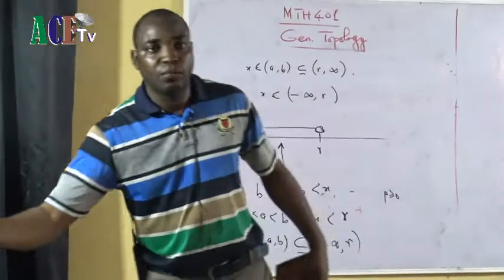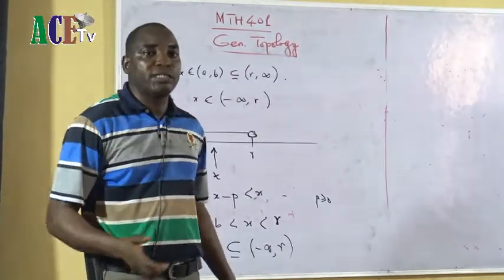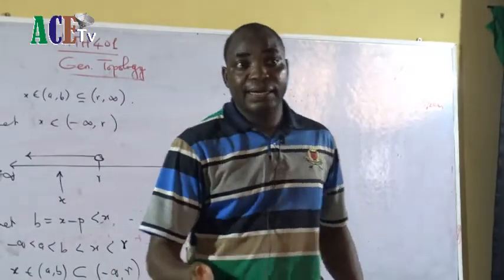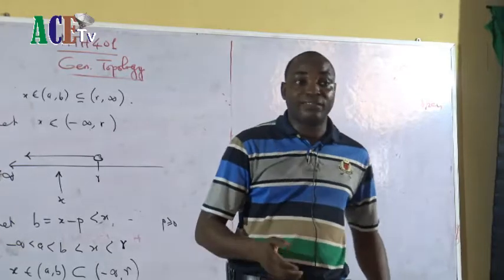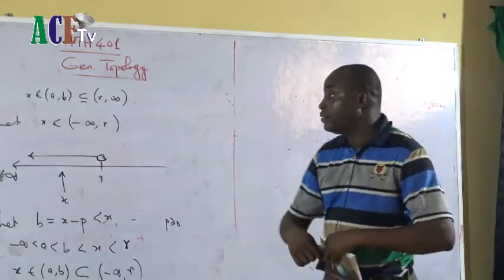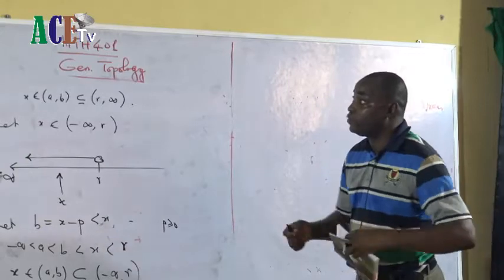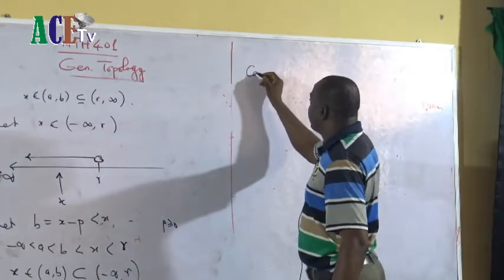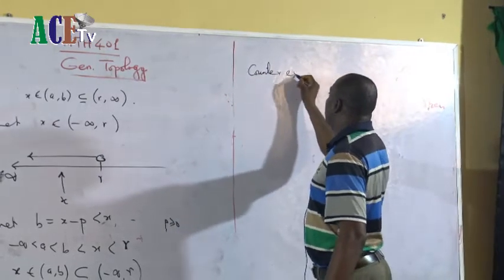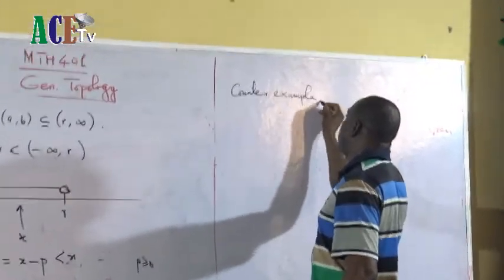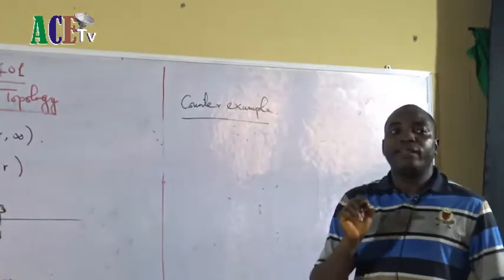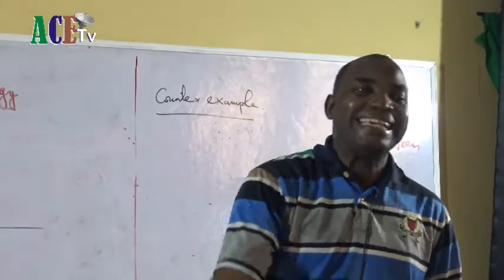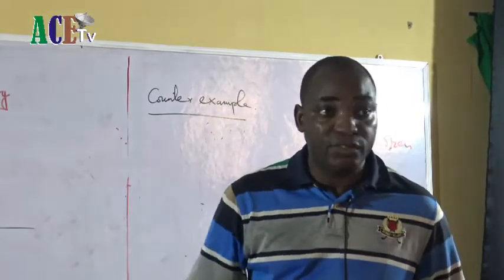Let me give you an example. In other topologies, generally, you will say the union of two open sets is open. But it's not always so in the Euclidean space R1. Let's say this is a counterexample. When do we say that a set is open? If you can define an open interval inside that set, you say it is open.